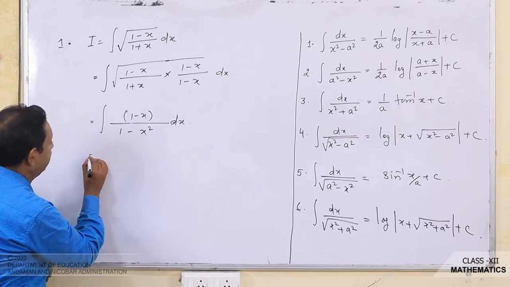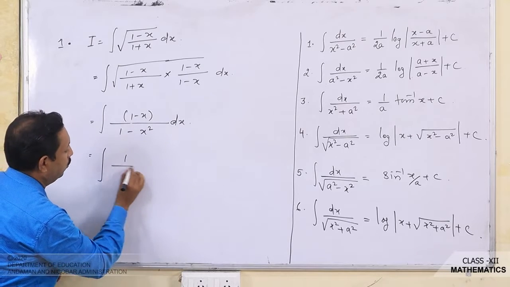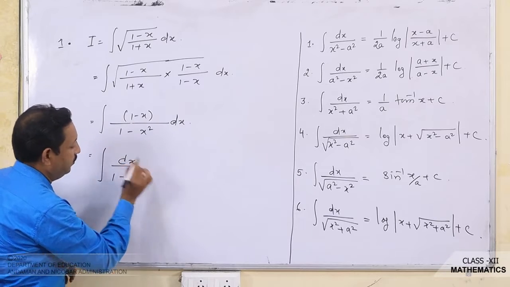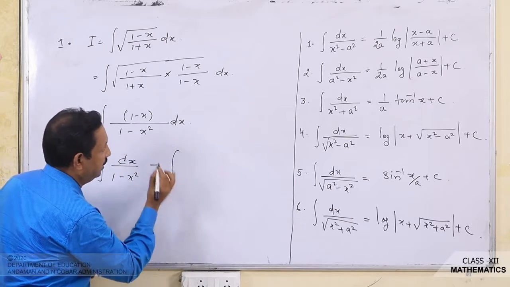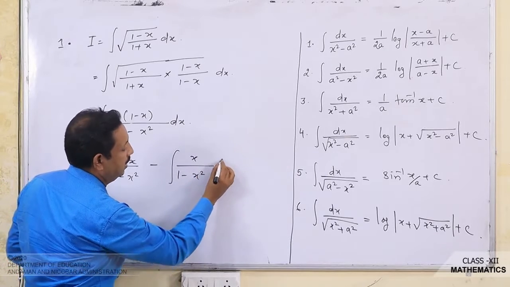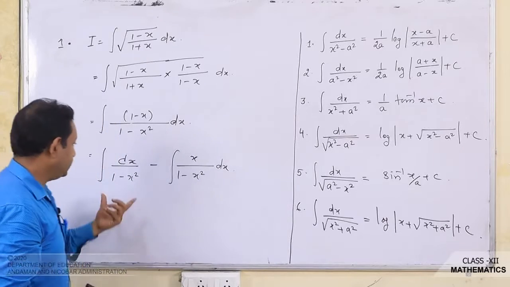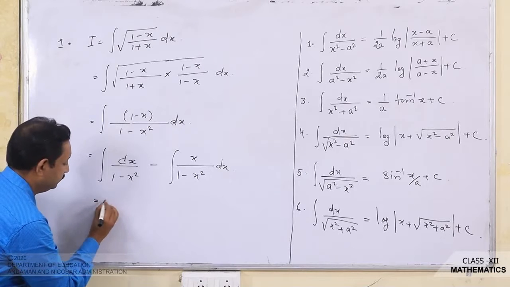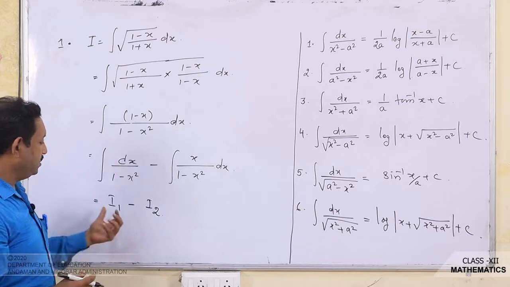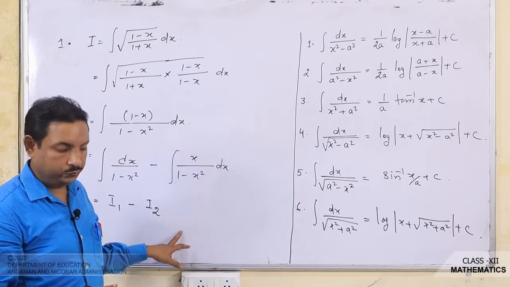Now, look here, I can separate it into two different integrals: 1 upon root of 1 minus x square dx I can keep here, minus integral of x upon root of 1 minus x square dx. So, I made two separate integrals. Let us take this as I1 minus I2. Now, I separately find the integrals of this I1 and I2.